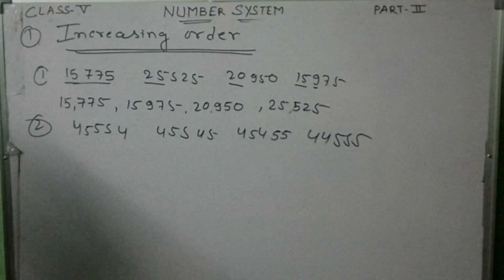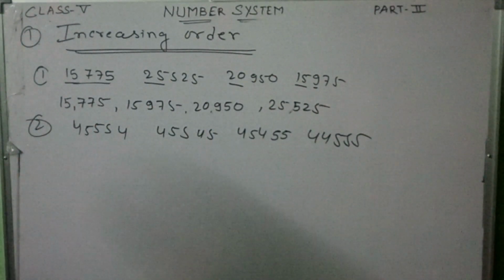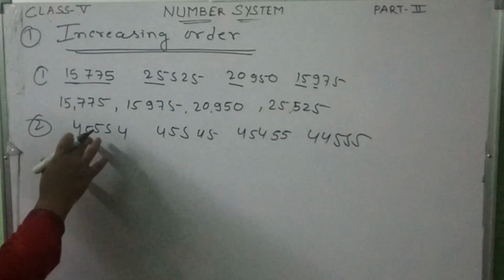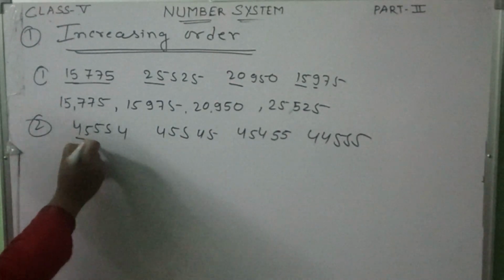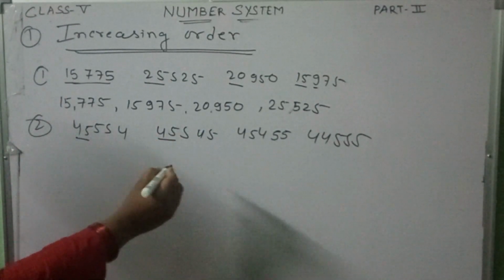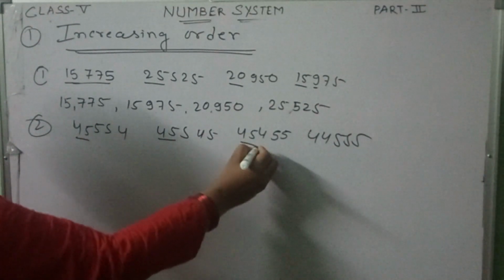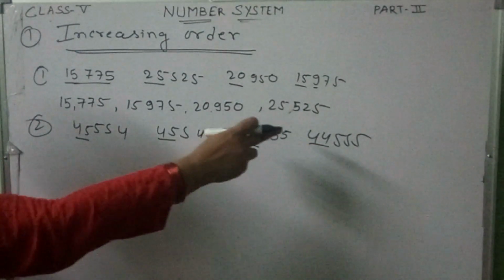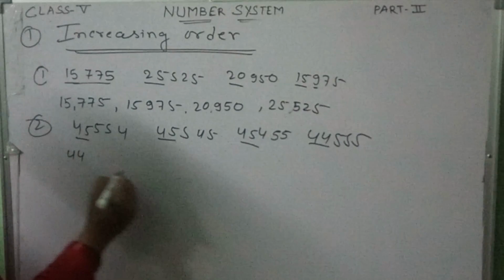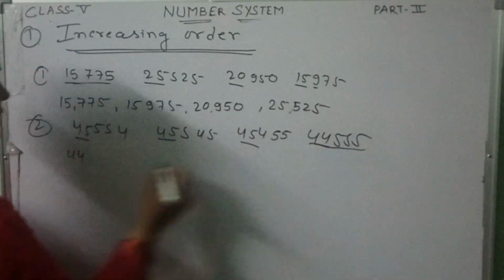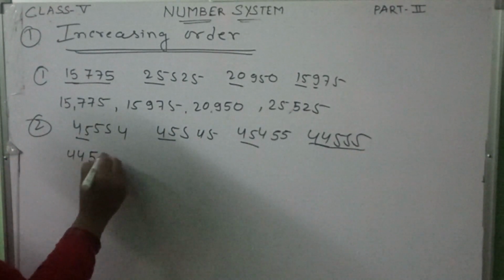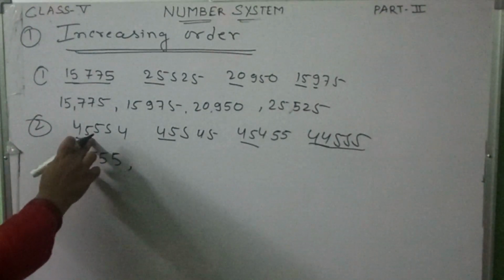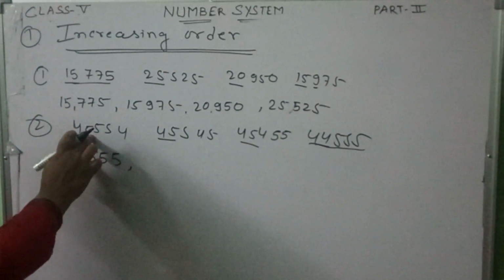So no confusion here. Then we have to check the place value. This one is 45,000, this one is 45,000, this one is also 45,000, and this one is 44,000. So which is smaller? 44,000. So we will write 44,555 first. Okay.